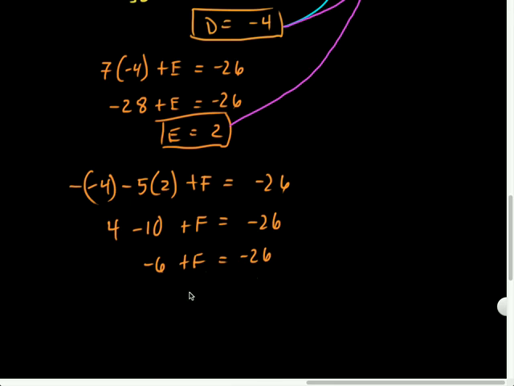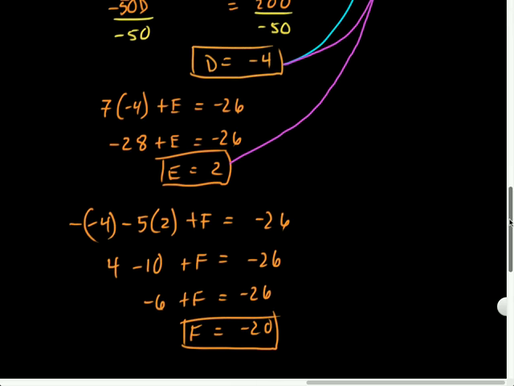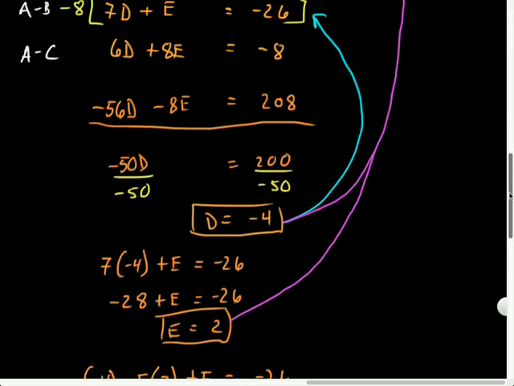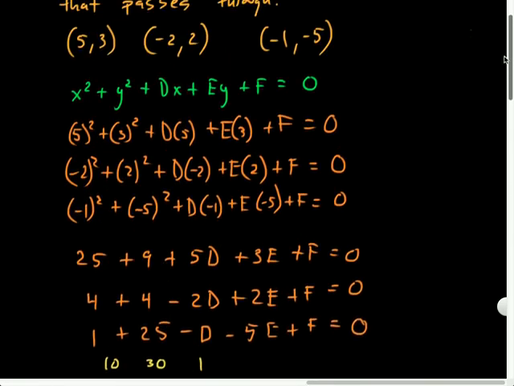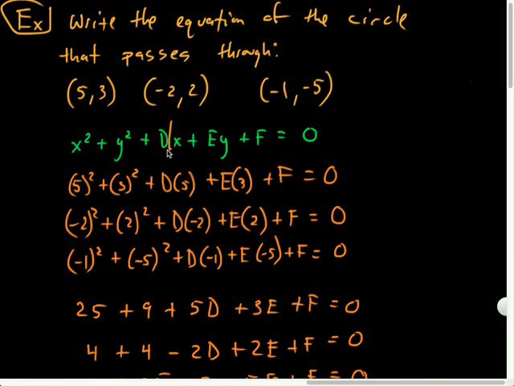Oh, this is going to be a big number, isn't it? F is equal to, add 6, -20? I hope so. Yeah, I think we're good so far. I don't think I've made a mistake. So I've just found D, E, and F. I'm going to plug D, E, and F into the general form and find standard form.